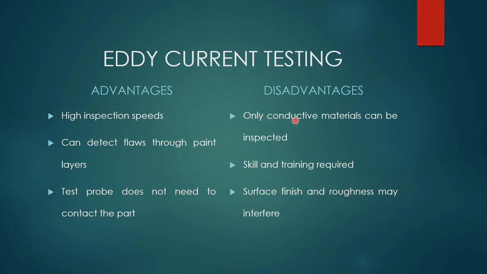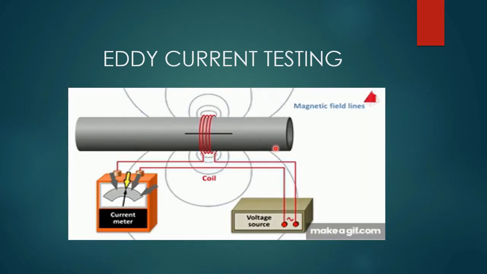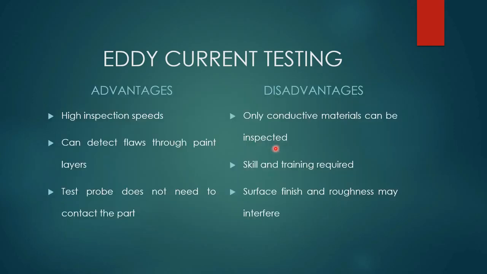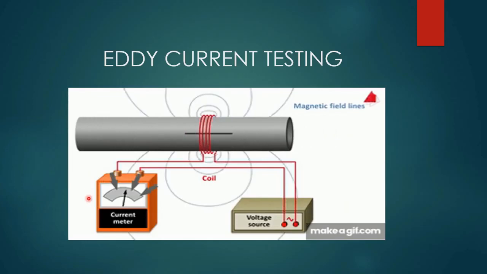Disadvantages: only conductive materials can be inspected because eddy current is required to be produced. So only conductive materials can be inspected. Skill and training required. Surface finish and roughness may interfere because if the surface is not smooth, there will be a change in current due to the change in magnetic field.